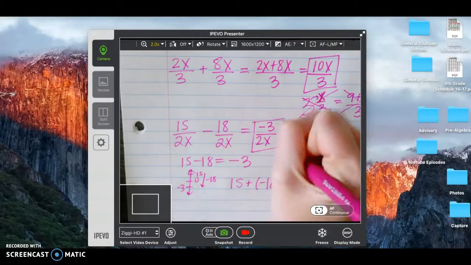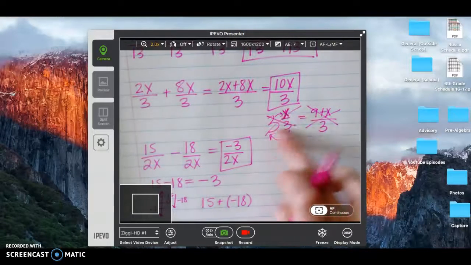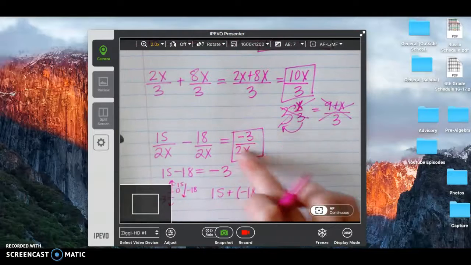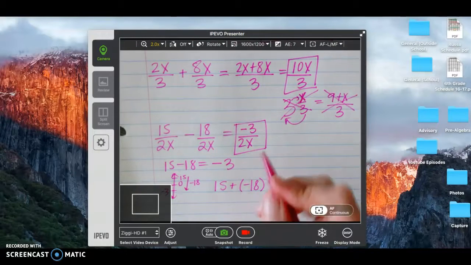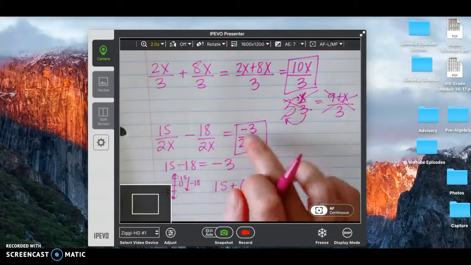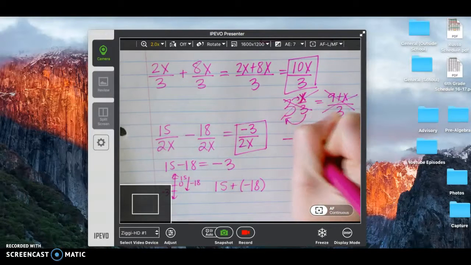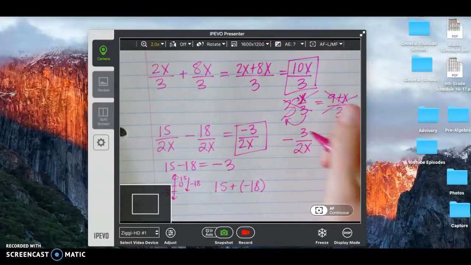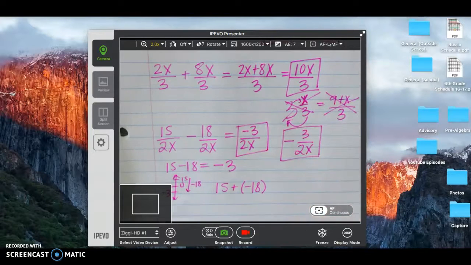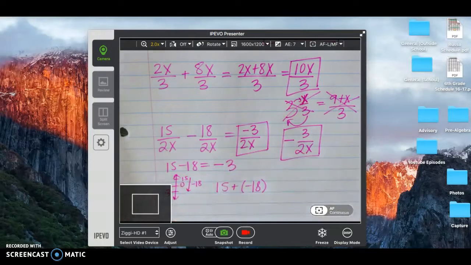Again, I don't want to change this to a mixed number, because then I'm going to have my x in a weird spot, so I'm going to keep it improper. And remember to have my negative here. You can put your negative with your 3, or you could have it in front of the fraction like this, or you could put it with the 2x. However you want to represent it, just knowing that this is going to be negative.